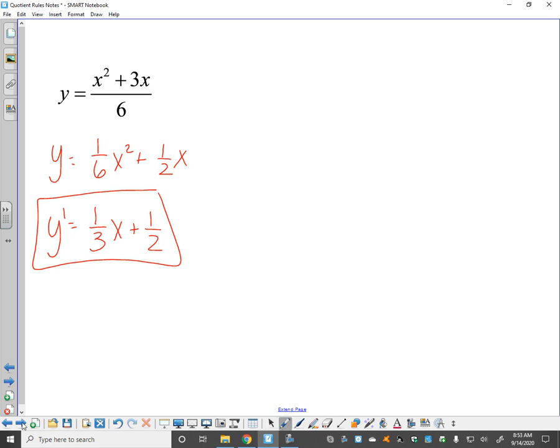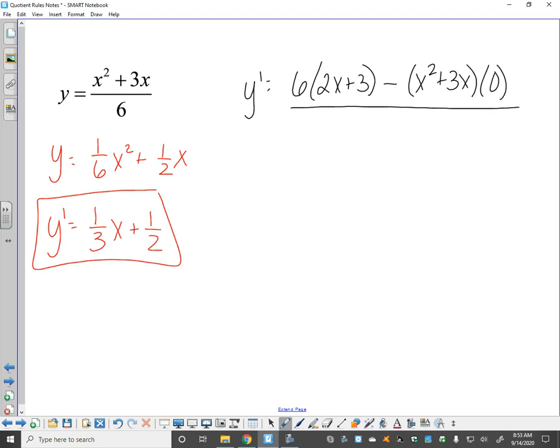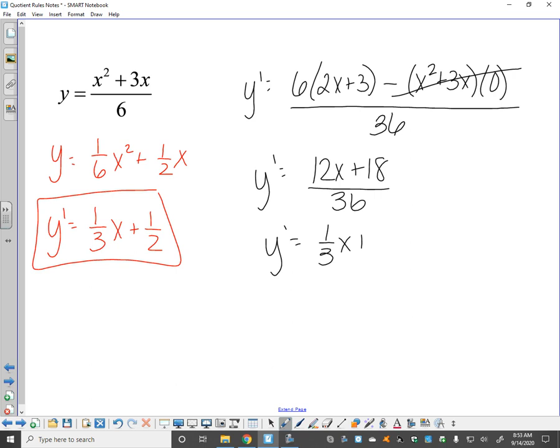Okay, now watch. I'm just going to run through this with quotient rule so you can see it. So just watch. Low d high minus high d low over low low. Now the derivative of the low is going to be a 0 because the derivative of a constant is 0. Well, that 0 wipes all that out. So that would be 12x plus 18 over 36, which reduces to 1/3 x plus 1/2 if I pull it apart. So much easier to separate it. So when you divide by one term, separate it, clean it up, and then do the power rule.